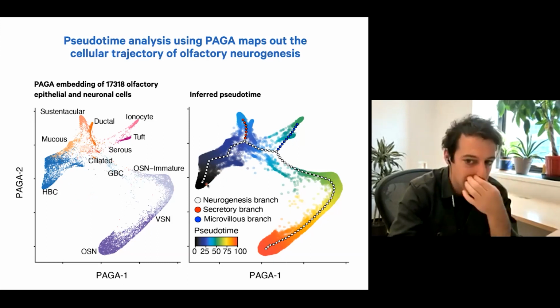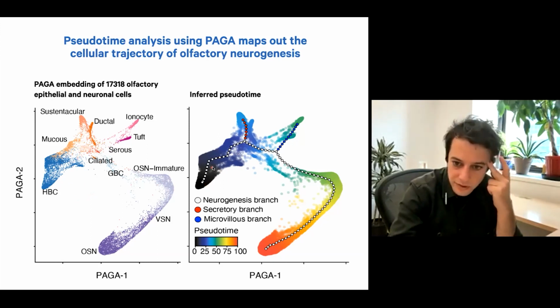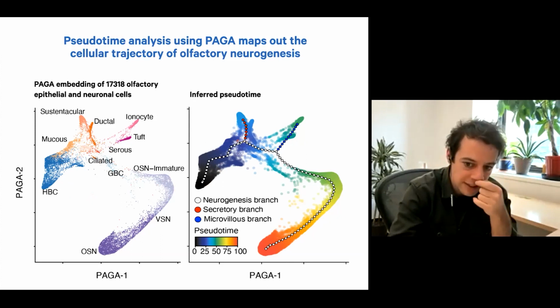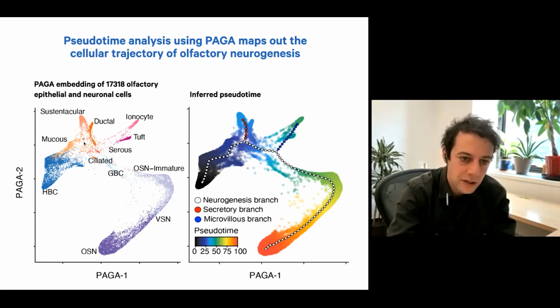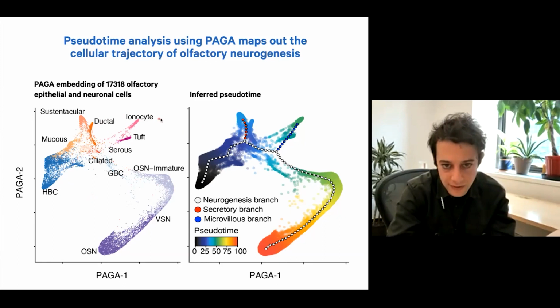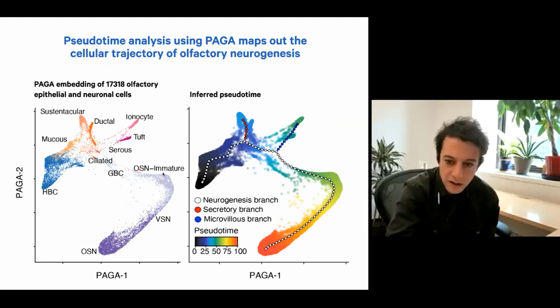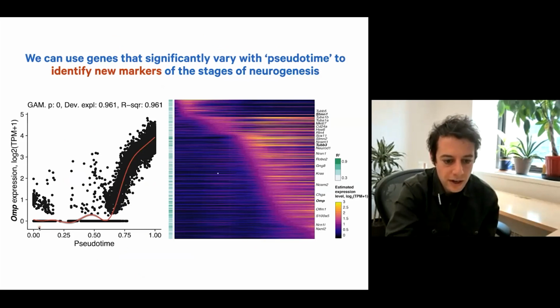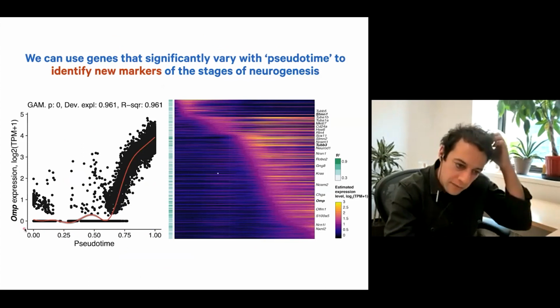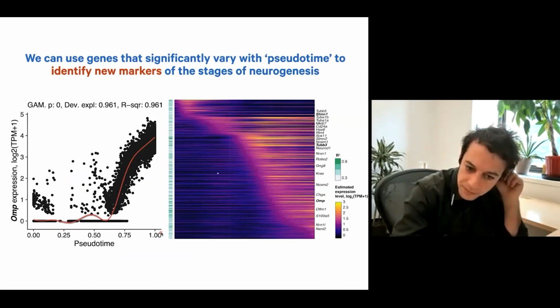There's several branches here, but we sort of focused on this neurogenesis branch from olfactory stem cells to olfactory sensory neurons. But there are other branches, of course, producing sustentacular cells, which are supportive cells, ductal cells, and here this microvillus branch producing tuft cells and ionocytes, which I've been talking about quite a lot. Moving along the neurogenesis branch like this, we could then look along pseudotime. So these are the same cells, but ordered from stem cell to mature neuron.